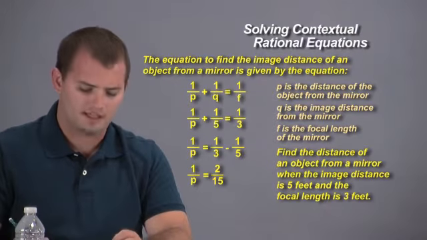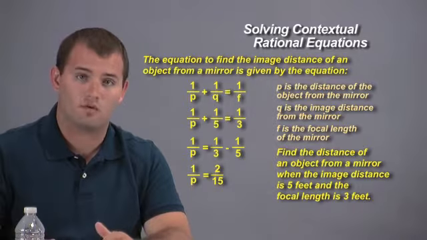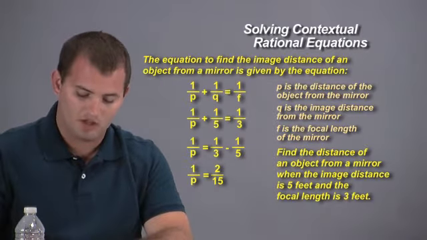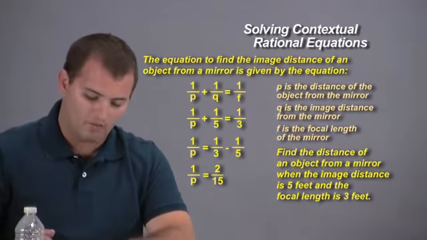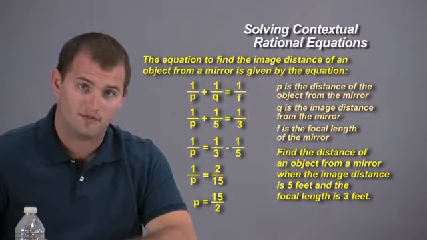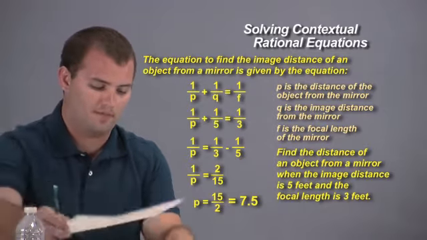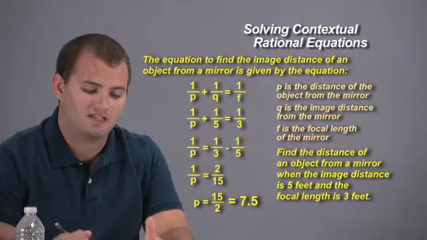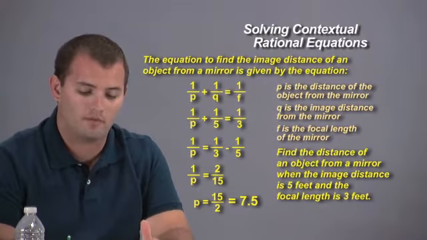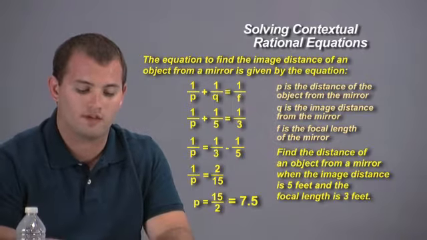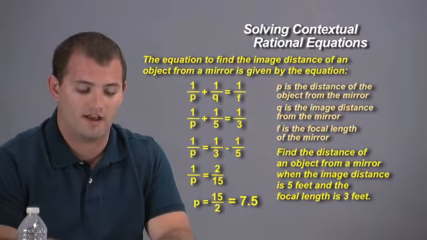Now let's multiply each side of the equation by p and each side of the equation by 15 divided by 2. So we can have p by itself. And we'll find that p is equal to 15 divided by 2, or p is equal to 7.5. So we find that an object has to be 7.5 feet away from a mirror with a focal length of 3 feet to create an image distance of 5 feet.